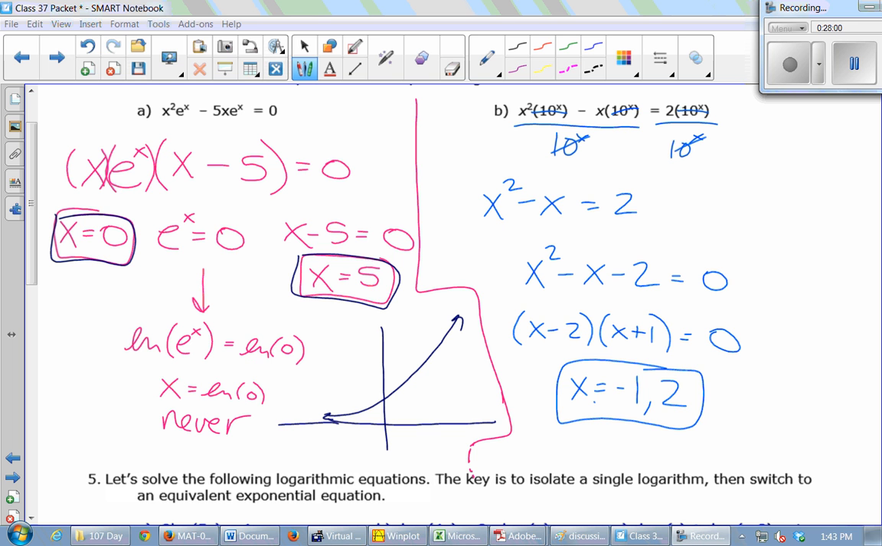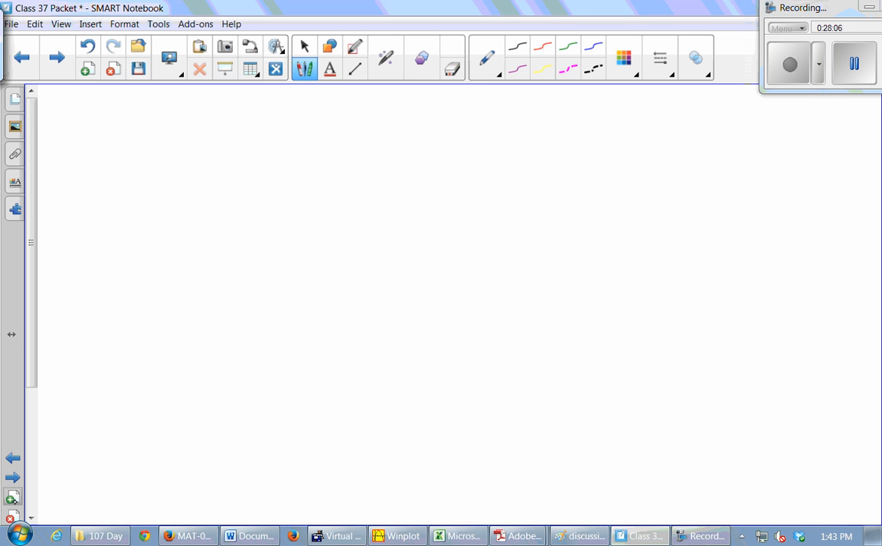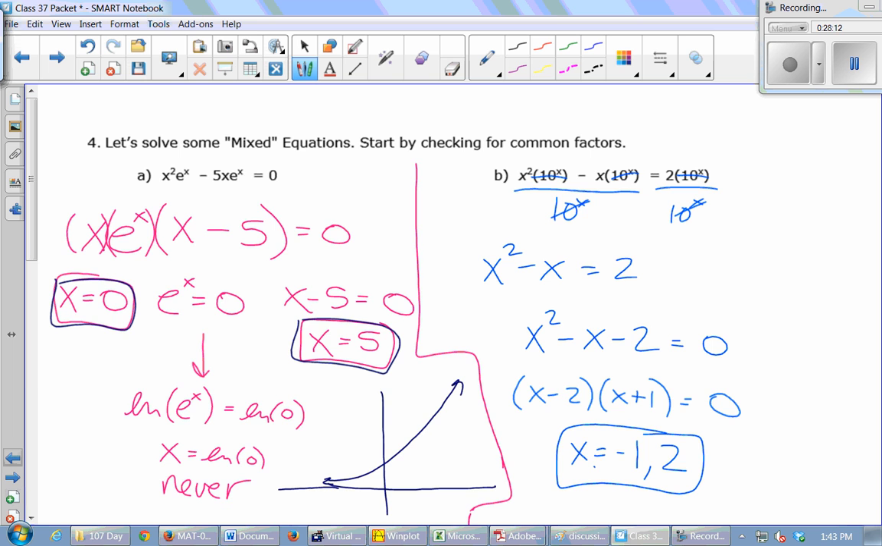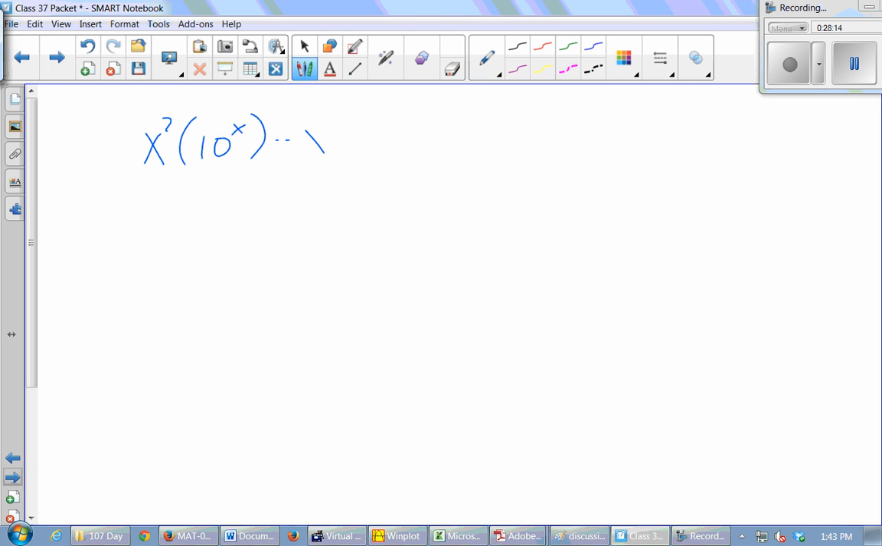Other people moved the 2 times 10 to the x over first. I'll do it on another page here. So I have x squared times 10 to the x minus x times 10 to the x minus 2 times 10 to the x. Right, so this is another approach that I saw people doing.